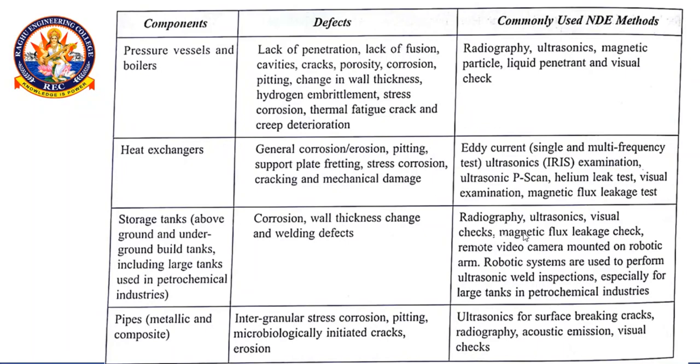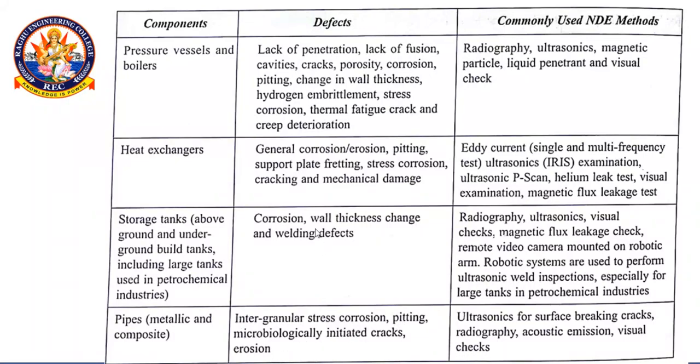All the storage tanks store hydrocarbons, petrochemicals. Defects are possible like corrosion, degradation of wall thickness, and welding defects. We use radiographic testing, ultrasonic testing, visual examination, magnetic flux leakage testing, and some other tests also. Pipes, metallic and composite: intergranular stress corrosion cracking, pitting, microbiologically induced corrosion.